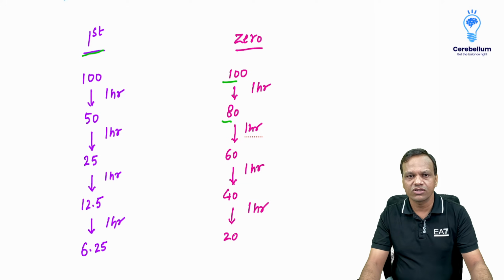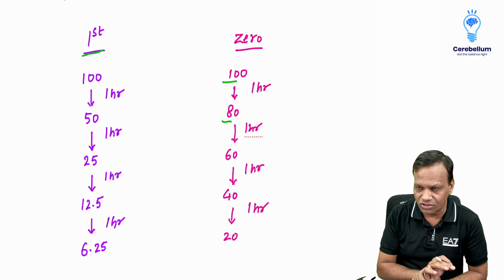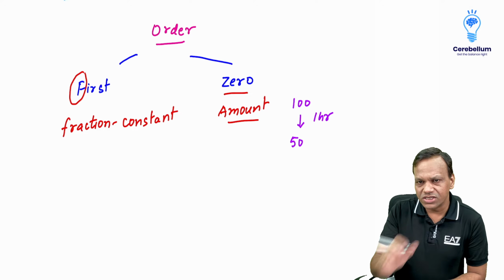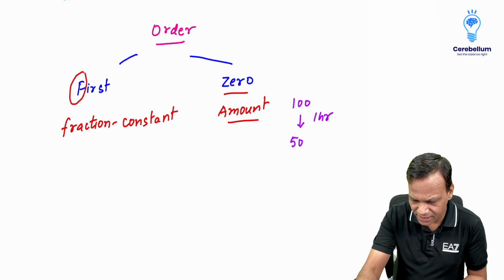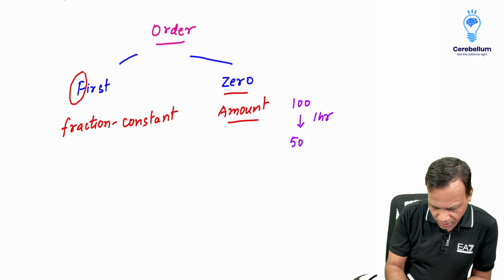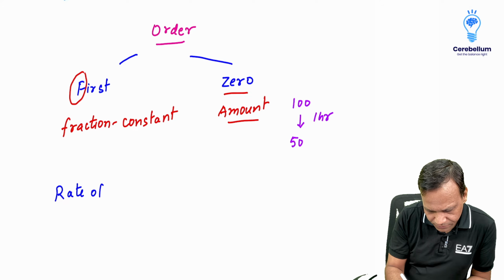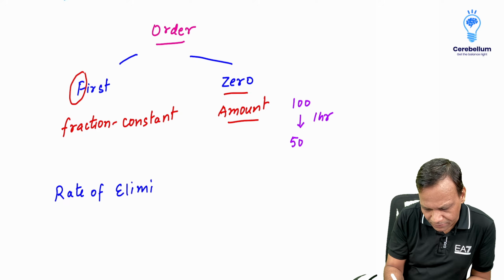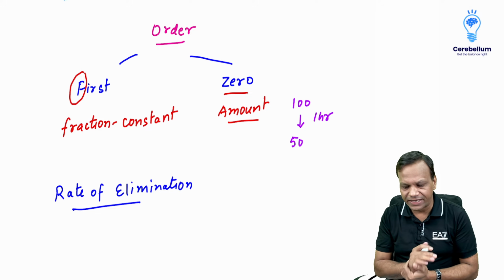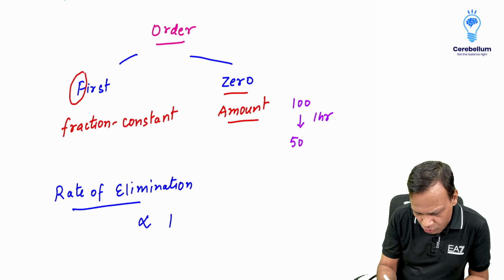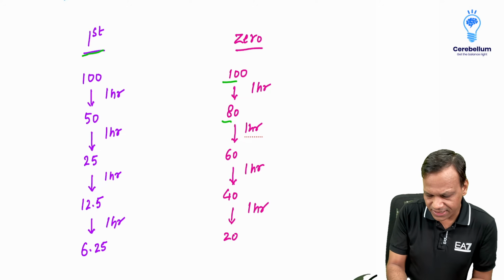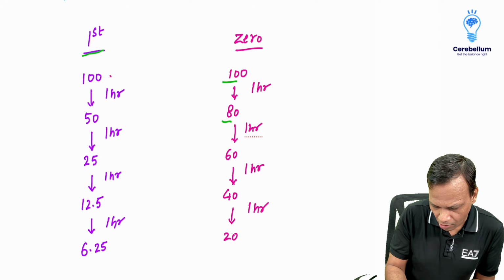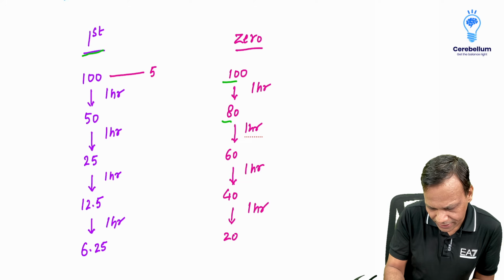So you understand the basic difference: in first order the fraction is constant, in zero order the amount is constant. Now based on this, you can remember all the differences between first order and zero order kinetics. The first difference is rate of elimination, that means how quickly the drug is eliminated. It is directly proportional to plasma concentration in first order kinetics. So how will you calculate? You will see that at this point, out of 100, 50 molecules are eliminated in 1 hour.